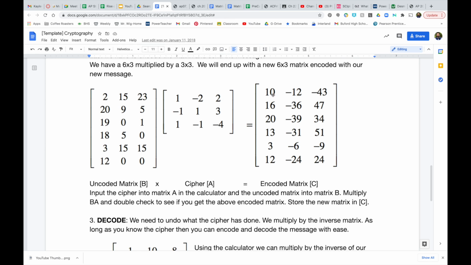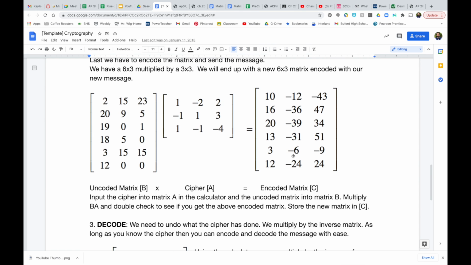Okay, so normally what would happen is you would send this message out to whoever you're trying to get a message to. If someone were to intercept that message, they would have a very difficult time decoding your message. Okay, how do you decode a message? Well, you basically do what we just did backwards.